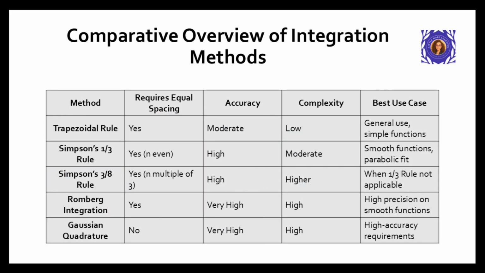Let's sum it all up with a comparison. Use the trapezoidal rule when you need a quick, simple approximation. Simpson's 1 by 3 rule is better when you want accuracy and your function is well behaved. Simpson's 3 by 8 rule comes in handy when the number of intervals is divisible by 3. Romberg's integration is your go-to for high precision without crazy computations. Gaussian quadrature is optimal when function evaluations are costly and high precision is required. Each of these methods has its strengths, and knowing when to use which method is key to mastering numerical integration.